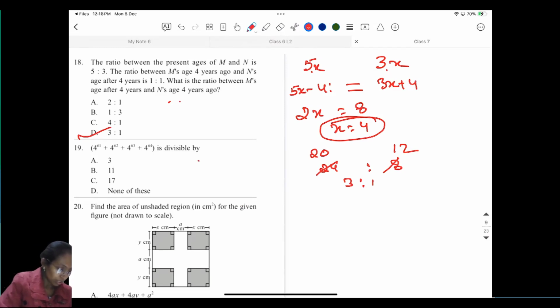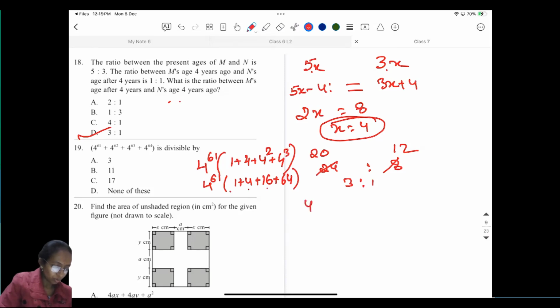Now this number is divisible by 17. So what we can do is take 4 to the power 61 common. So 1 plus 4 plus 4 square plus 4 cube is equal to 4 to the power 61 into (1 plus 4 plus 16 plus 64). 80, 84, 85. So we have 4 to the power 61 into 85. Now we know that 85 is divisible by 17 as it is 17 into 5. That means this whole number is divisible by 17.